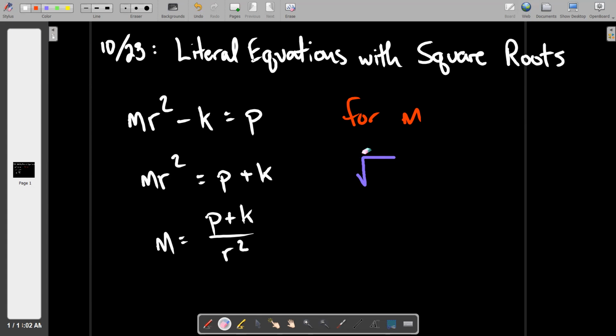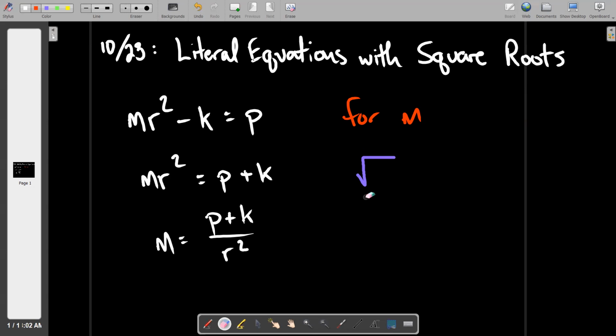I just erased my little red 2 because no one ever is going to put a root sign and put a 2. The only time we put a number up there, that number is called the index, is if the root changes and becomes a third root or a fourth root. Then we have to specify. But with square roots, you won't see the number, okay?